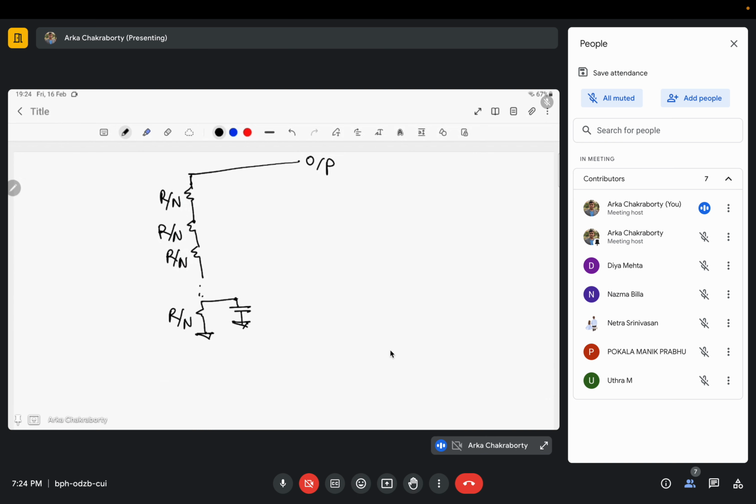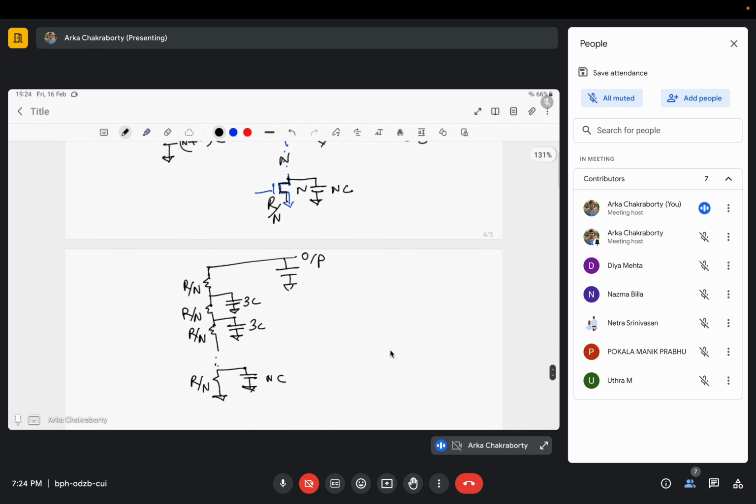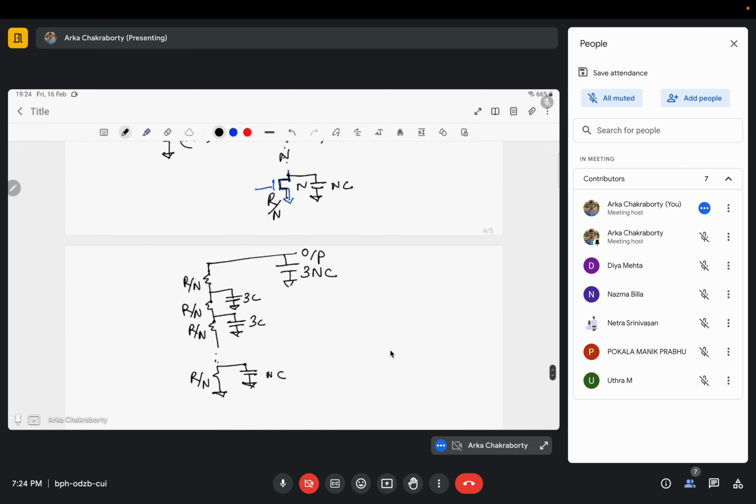And the capacitances would be NC, as it has been scaled by factor N. NC, NC. And what would be the capacitance here? The capacitance here would be NC plus 2NC, that is 3NC, correct?